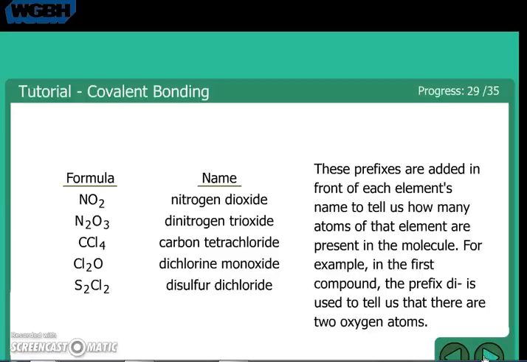These prefixes are added in front of each element's name to tell us how many atoms of that element are present in the molecule. For example, in the first compound, the prefix di is used to tell us that there are 2 oxygen atoms. You can see 1 nitrogen and 2 oxygen, the O2. The 2 goes with the oxygen. When you don't see a subscript, you assume a 1, but 1s are not written for subscripts. Now you can answer question number 29.